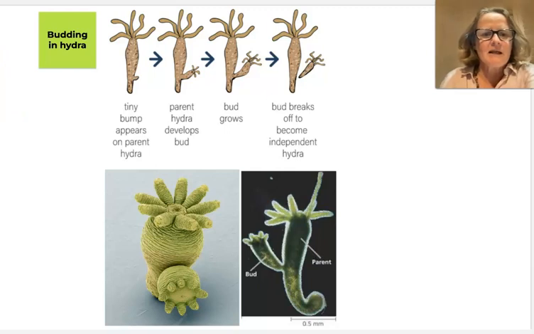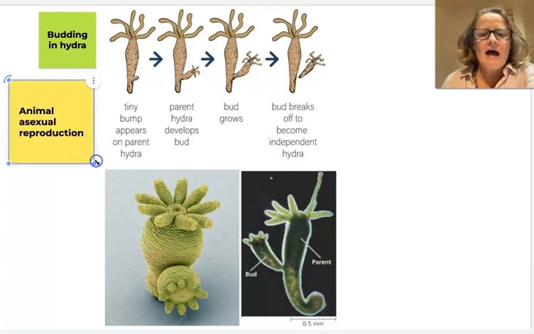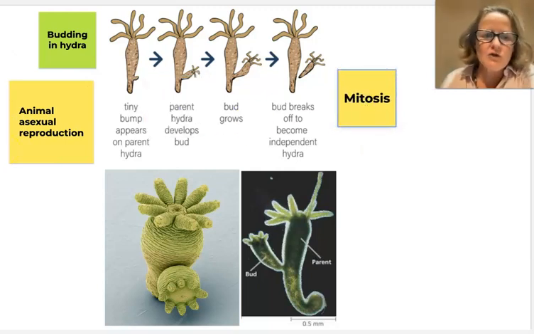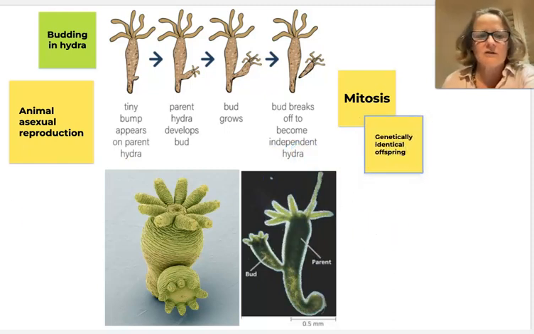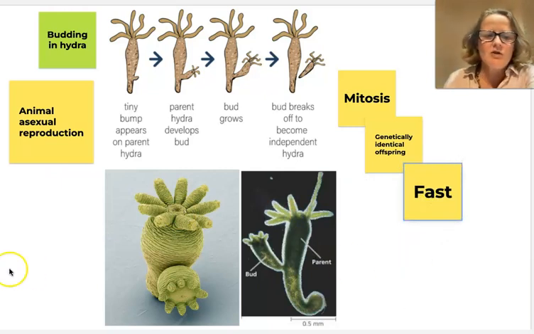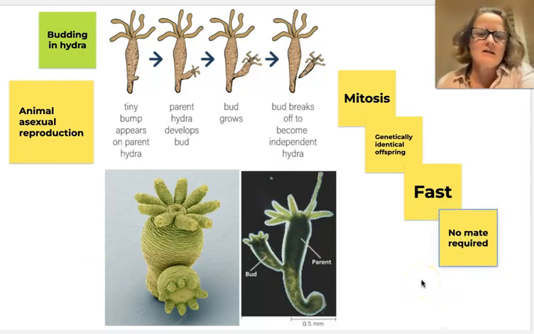So budding in Hydra is an example of animal asexual reproduction, and the growth of this bud is due to the cell division of mitosis. So because it's mitosis, the offspring will be genetically identical to the adult. And it's a relatively fast method of reproduction because no mates are required, no energy is wasted trying to attract a mate or select a mate. And if the conditions are favourable, the Hydra can produce lots of individuals very quickly.